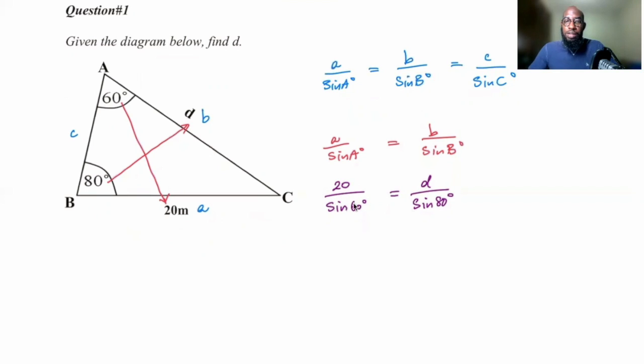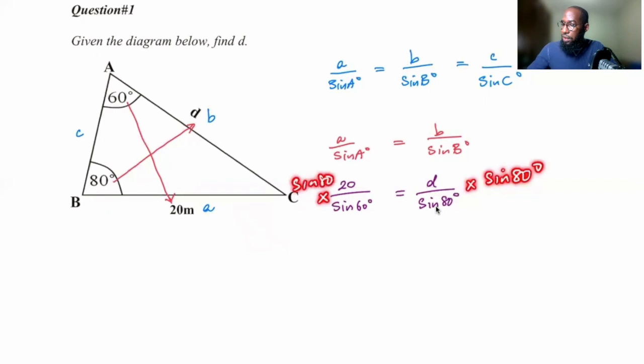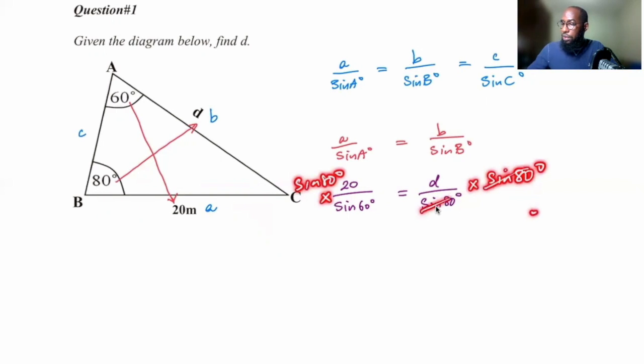In order to do that, we need to get rid of the denominators. What does that mean? It simply means if I need to get rid of sine 60 degrees, I multiply both sides by sine 60 degrees. This will cancel out with that, and I will have sine 60 degrees remaining here. If I need to get rid of sine 80 degrees, I multiply this side by sine 80 degrees, and do the same thing across here. This will cancel out, and I remain with sine 80 degrees across here. So let's do that.